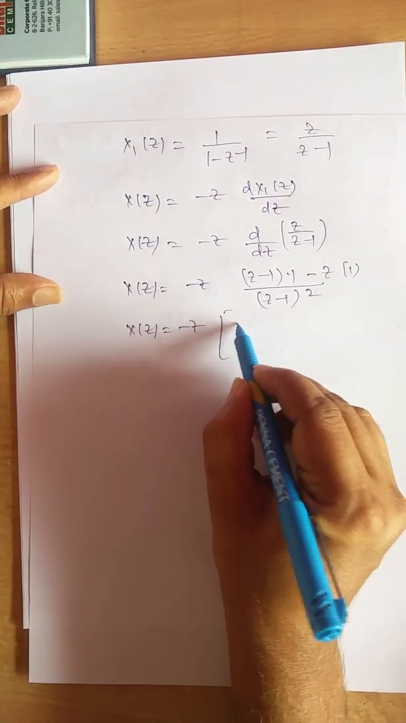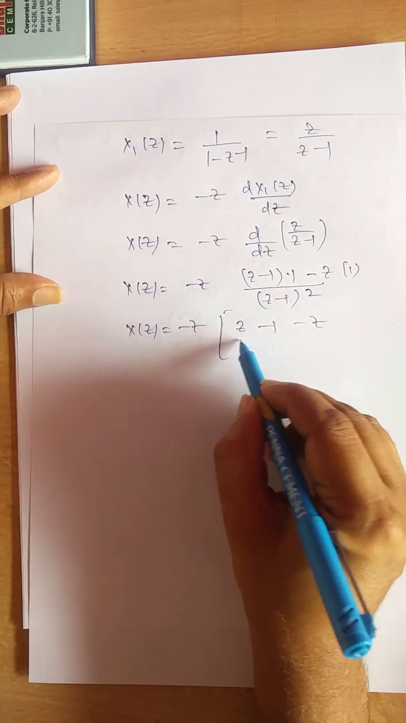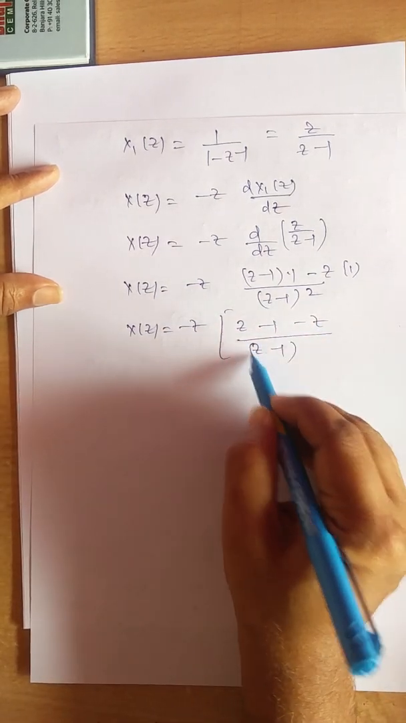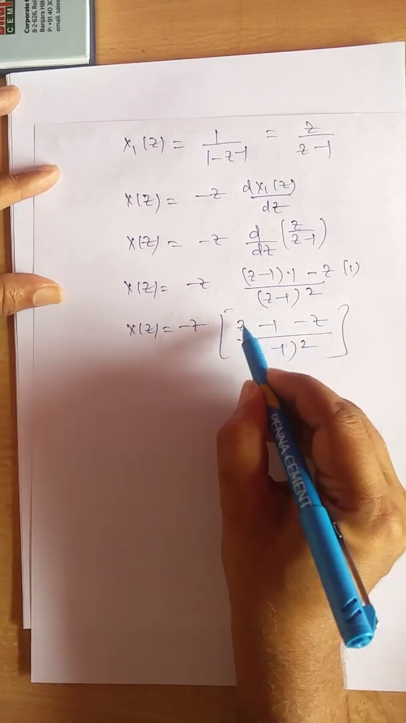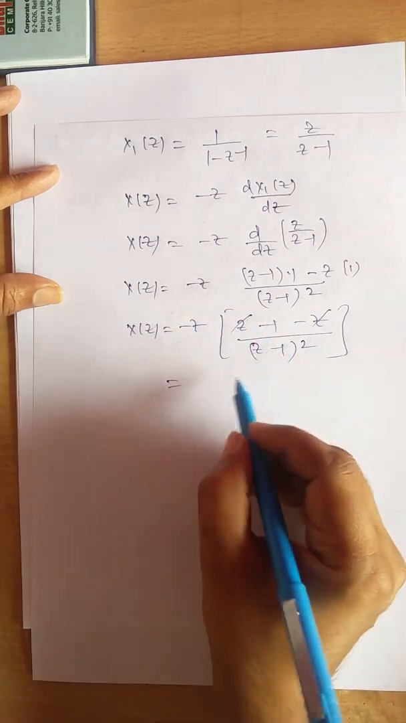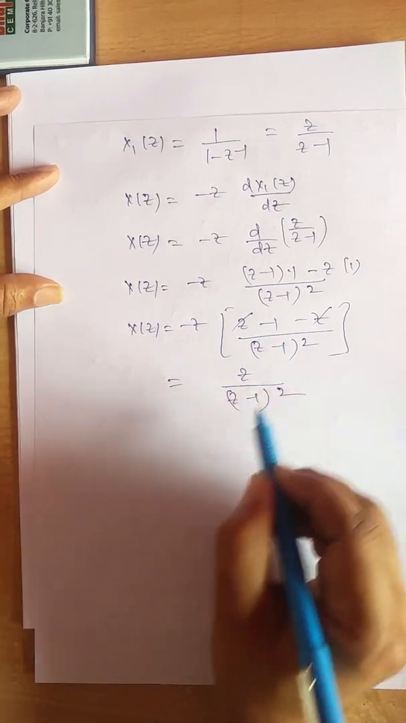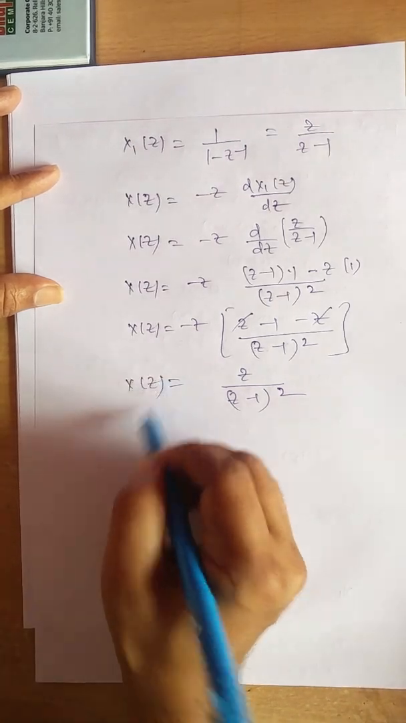You can write this as (z minus 1 minus z) whole divided by (z minus 1) whole square. This z and this z get cancelled. That is minus 1 into minus z, it will become plus z divided by (z minus 1) whole square. This is X(z).